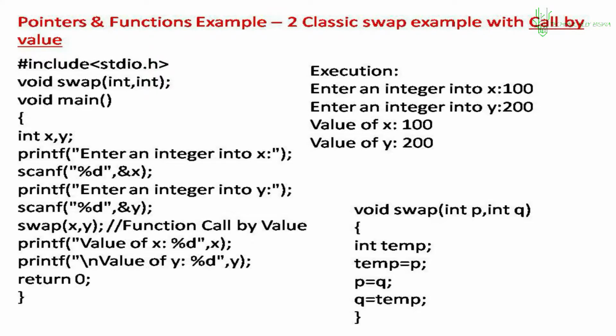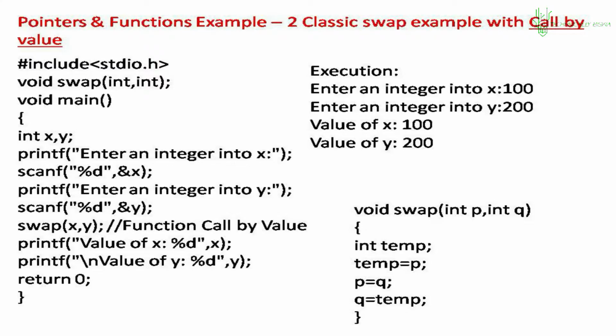Then we are passing those two values to the swap function, and this is call by value. So when you are saying swap x comma y, we are passing the values. Remember that we are simply passing 100 and 200. Those were the actual arguments, 100 and 200, which are integer type values. Now look at the swap function.